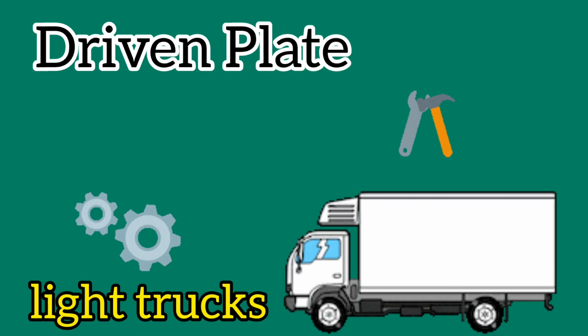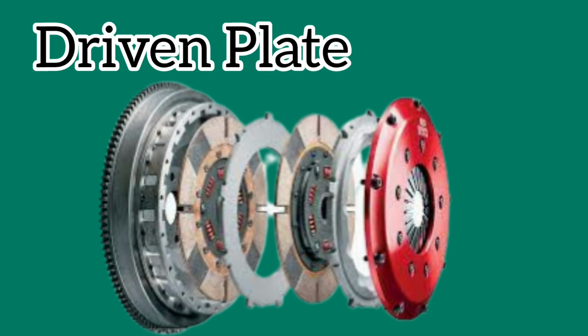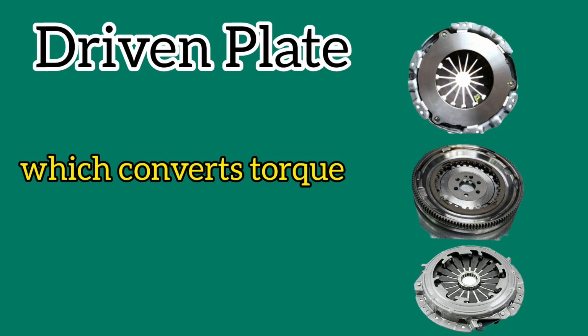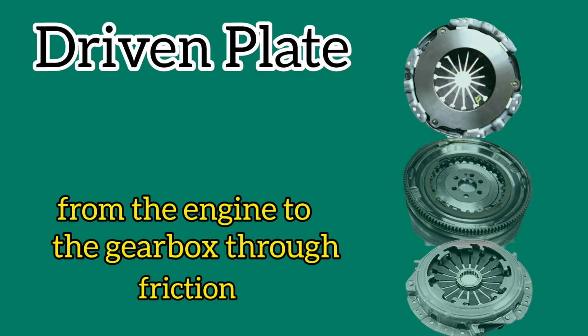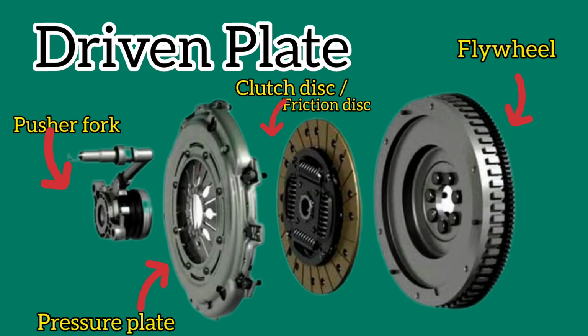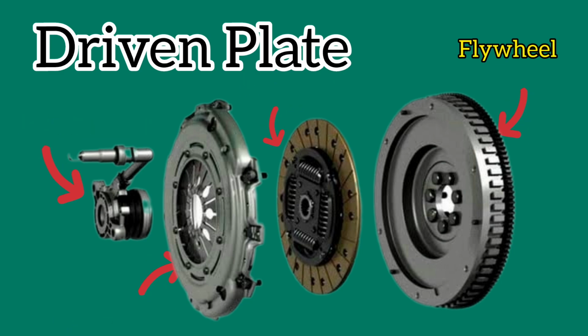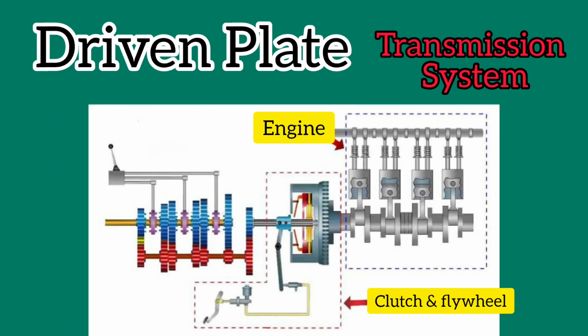2. Driven plate. For light trucks, the clutch-driven plate is another component of the clutch, which converts torque from the engine to the gearbox through friction, thereby completing disengagement and engagement functions, reducing the vibration and shock of the transmission system.